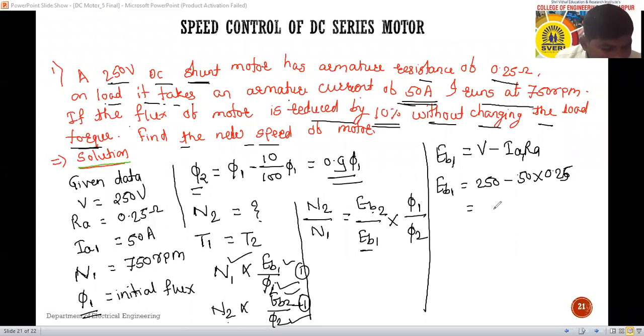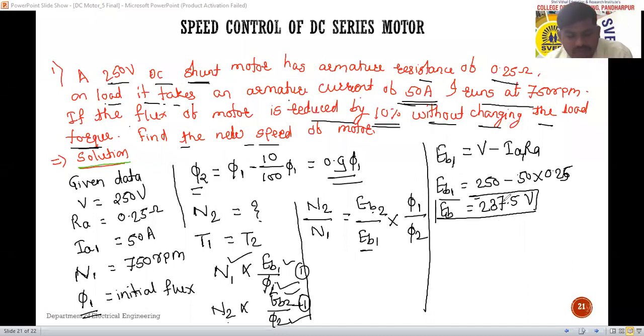Just do the calculation. 50 into 0.25 is nothing but 12.5, right? 250 मधून 12.5 गेले की किती राहील? 237.5, right? No? Hello?